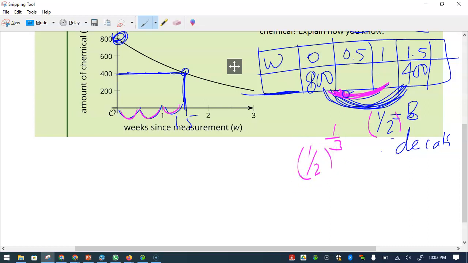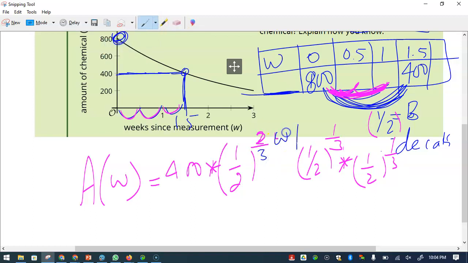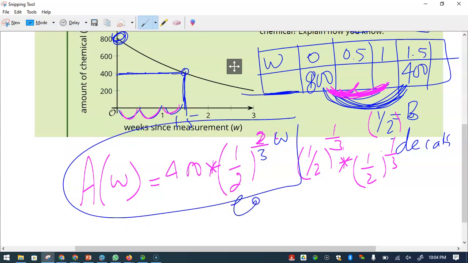So since we want to know the formula, if you really want to know the amount remaining after every week, then what you have in the beginning is 400. And there are 2 of them here, see? So it's like this half multiplied by another one, half raised to 2/3. So it becomes half raised to 1/3 into W. So this is for each week.